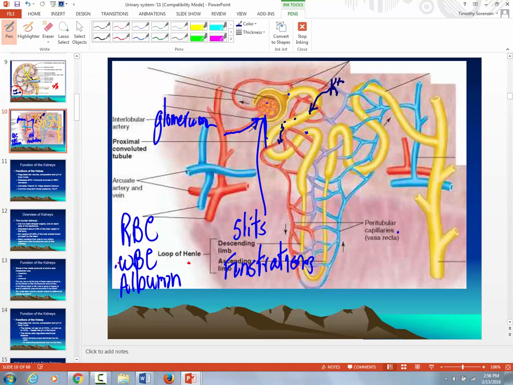And each specific section of the nephron has a specific function in terms of reabsorbing water, electrolytes, glucose, all this stuff. Are you with me? Now, as you can see, about halfway through the nephron, the blood starts turning venous blood. Do you know why?